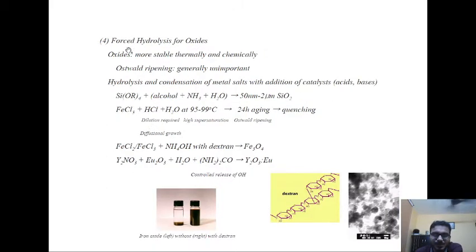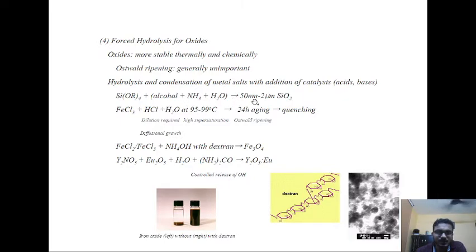Then we have forced hydrolysis for oxides. Oxides are more stable thermally and chemically, and Ostwald ripening is generally not that important. Hydrolysis and condensation of metal salts with addition of catalysts, that is acids and bases. Here one more example is given.